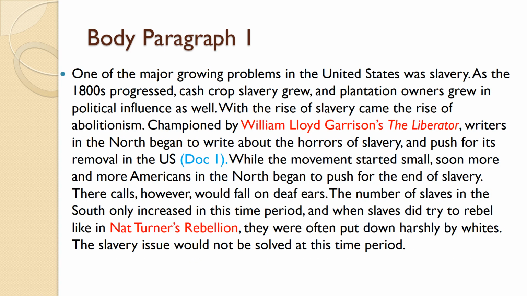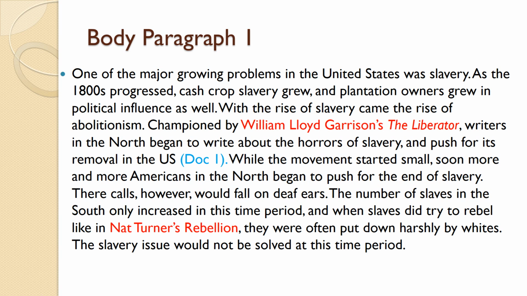One of the major growing problems in the United States was slavery. As the 1800s progressed, cash crop slavery grew, and plantation owners grew in political influence as well. With the rise of slavery came the rise of abolitionism. Championed by William Lloyd Garrison's The Liberator, outside information, writers in the North began to write about the horrors of slavery and push for its removal in the United States. While the movement started small, soon more and more Americans in the North began to push for the end of slavery. Their calls, however, would fall on deaf ears. The number of slaves in the South only increased in this time period, and when slaves did try to rebel, like in Nat Turner's Rebellion, they were often put down harshly by whites. The slavery issue would not be solved in this time period.